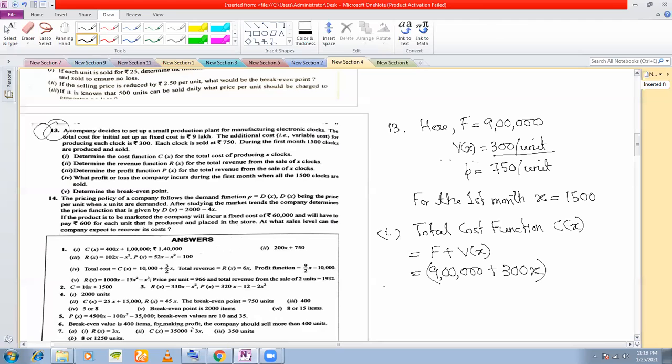4,50,000? What 4 lakh 50,000? Sir, this is only for the first month. X is given, no? No, but X is only for the first month. This is general we are talking about.